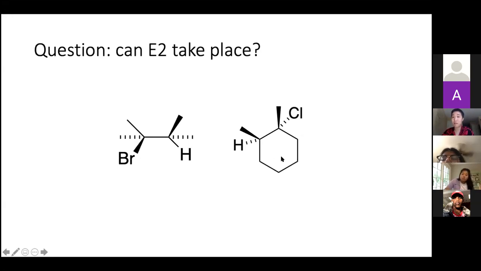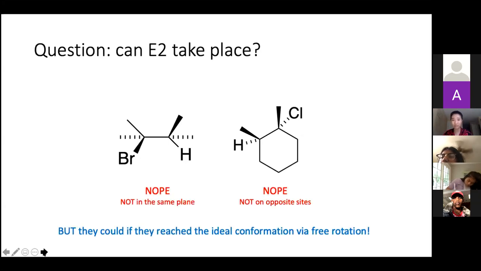They're both pointing inside. So I guess that's a good thing. But they're not on opposite sides, right? Even if not on opposite sides, you're onto something very important. So the H is going back, the Cl is also going back. And those things are kind of cis to each other. In order for an E2 reaction to happen, you have to have them trans to each other. Therefore, this conformation cannot let an E2 reaction happen either.